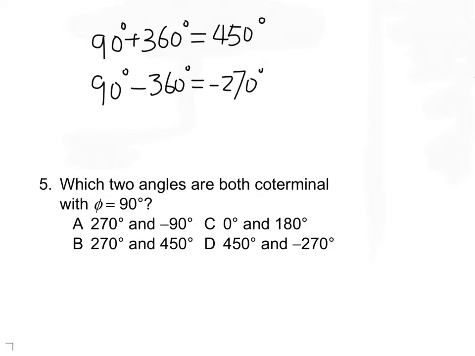On your test, I will give you the questions, but it's not going to be multiple choice. So you will have to do the calculation yourself. Add 360, subtract 360 to find your coterminal angles. What's the easiest way to find the positive coterminal angles? You add 360. What's the easiest way to find the negative coterminal angles? You subtract 360. So for this particular case, the answer is going to be D, 450 and negative 270.